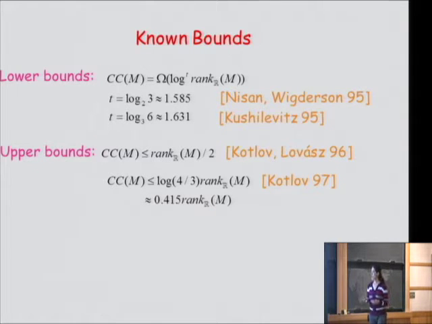And as to upper bounds, the best upper bound is the rank over 2 due to Kotlov and Lovasz from 96, with an improvement to roughly 0.415 times the rank due to Kotlov from 97.